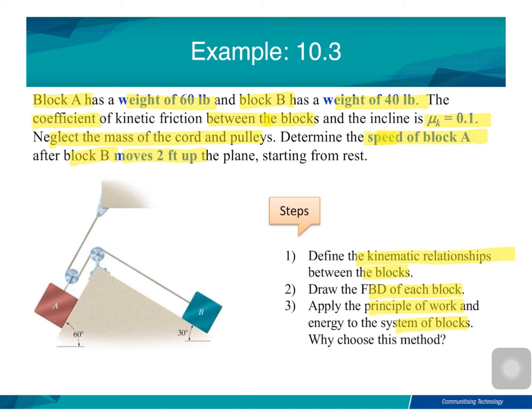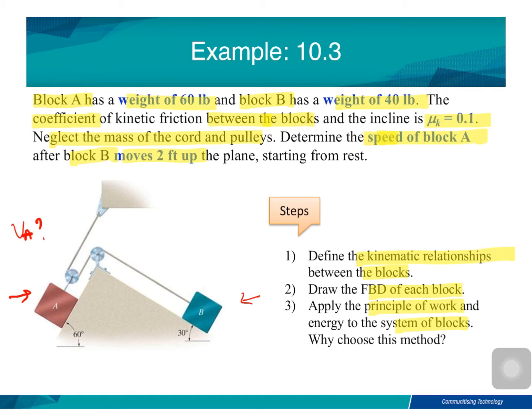Next, example 10.3. So here we have block A. You may refer to this figure. Block A has a weight of 16 pounds and block B has a weight of 40 pounds. The coefficient of kinetic friction between the blocks and the incline is μk equal to 0.1. Neglect the mass of the cord and pulleys, and determine the speed of block A after block B moves 2 feet up the plane starting from rest. So you need to determine VA.